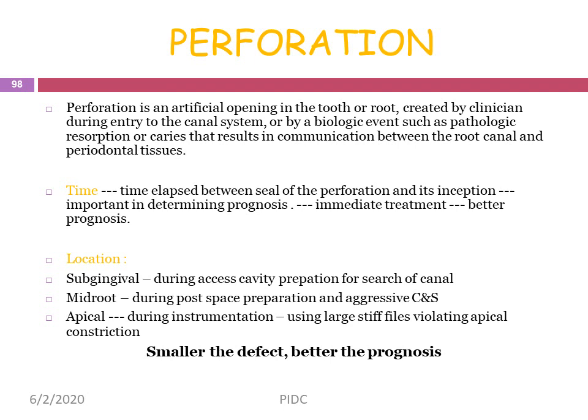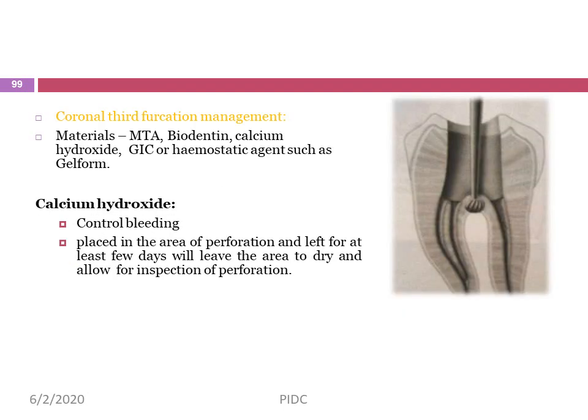However, for the mid root and the apical perforations, the repair is quite difficult, because it most probably has to be managed surgically. The subgingival, to some extent, yes, can be managed without surgery. However, the smaller the size, the better the prognosis. The coronal third furcation perforation generally happens because of excessive drilling by the clinician, either for locating the canal orifices or during post and core preps. So what happens is you can damage the furcation area or the furcal area of the tooth, leading to perforation.